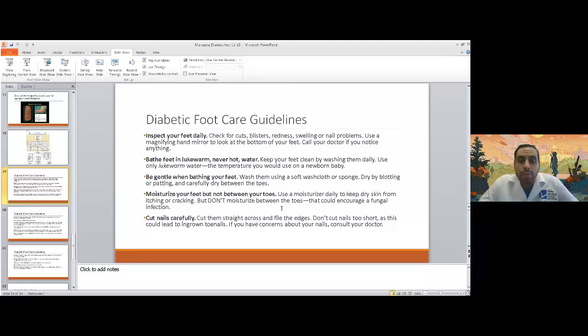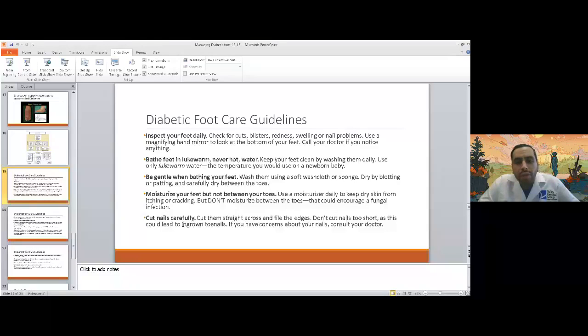You want to moisturize your feet daily, but not in between your toes. Because if you put moisturizer in between your toes, that can lead to a fungal infection as well. And the reason why you want to moisturize is because diabetes affects the autonomic nervous system, which basically causes dysfunction to your sweat glands in your feet. And so if the sweat glands are not working, you're going to have very dry feet, which can lead to cracking, fissuring, and that could also lead to infections and pain, and so you don't want to do that.